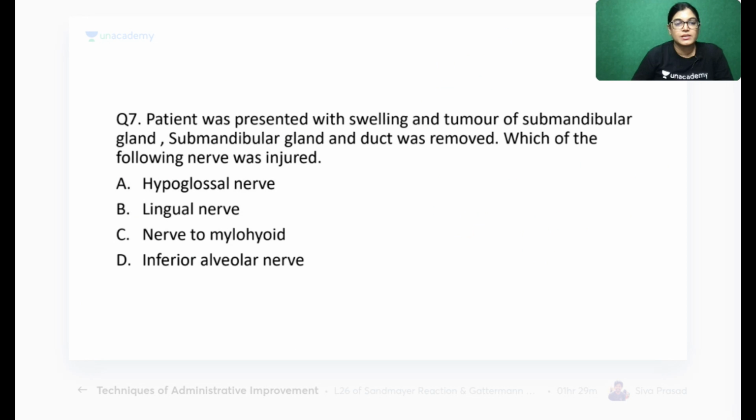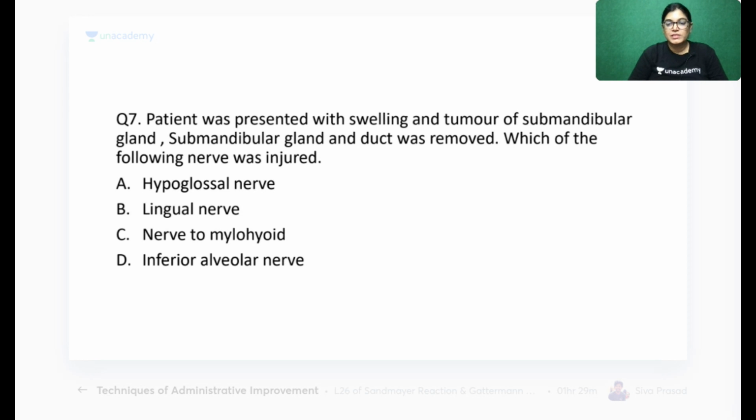Now moving on to the next. A patient presented with a swelling and tumor of the submandibular gland. The submandibular gland and duct were removed. So which of the following nerves was injured?